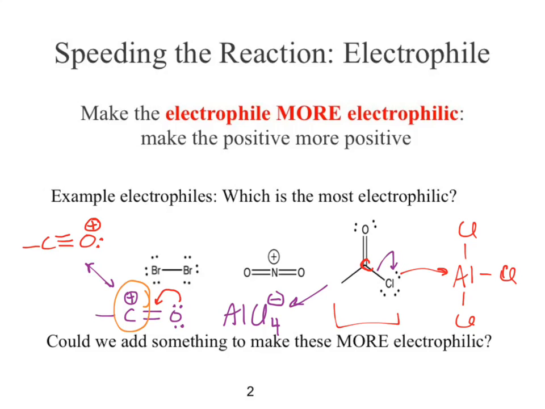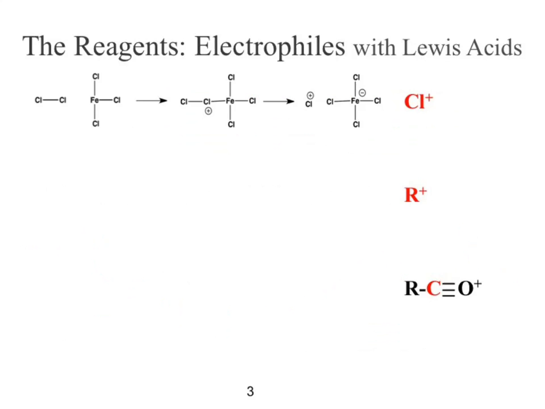Questions about that one? So the goal in each of these cases is to add some kind of catalyst to help polarize our bonds and make our electrophile more positive. Okay, so now what we're going to do is evaluate all of the possible electrophiles that we could work with.